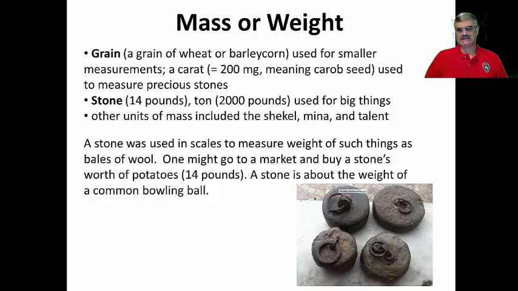Well, how about mass or weight? Actually, mass is the important property, but we relate that to weight on planet Earth because of the constancy of the force of gravity. So in this class, we will more or less interchange the concept of mass and weight. Some of the early units of measurement of weight were the grain, and that refers to actually a grain of wheat or barley corn, used to measure the mass or the amount of small objects.